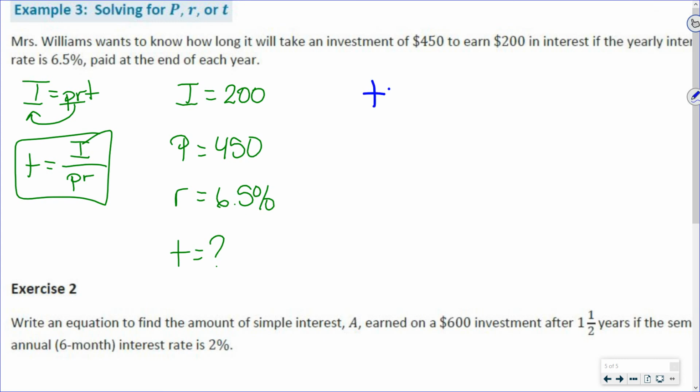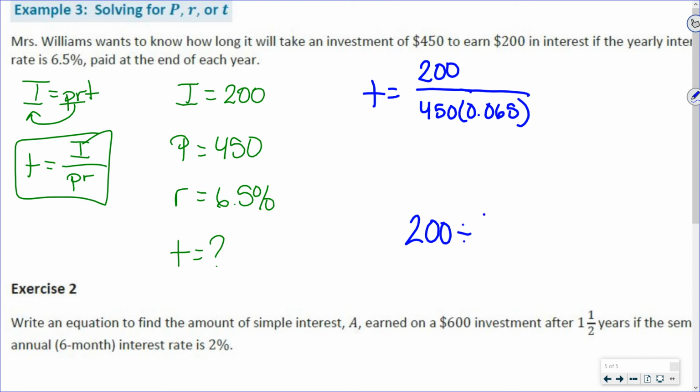So time equals the interest, which is 200, divided by 450 times 0.065. Now, I'm giving you fair warning. If you're going to type this into a calculator to try to solve it, make sure you type it in just like this. 200, okay, divided by, open parentheses, 450 times 0.065, close parentheses, and then press enter. That'll give you the correct answer.